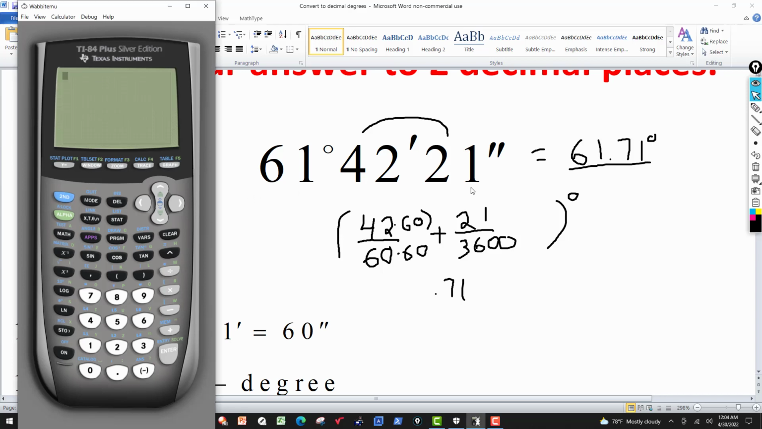Now we can also do it in the calculator. But this is the way you would do it if your calculator doesn't have that feature. But most graphing calculators will. Scientific calculators might also have that feature.